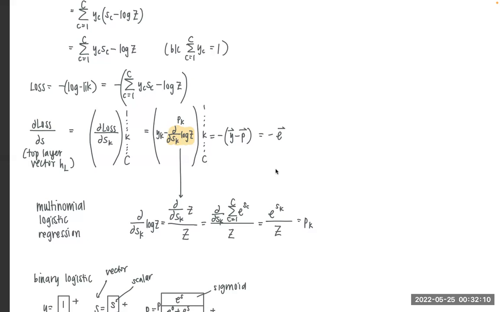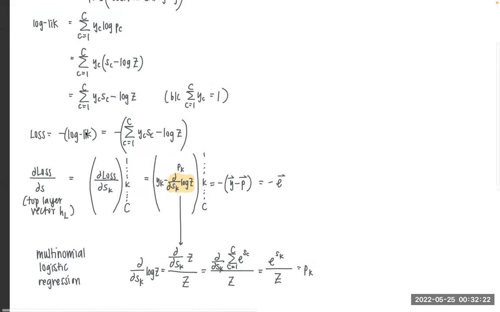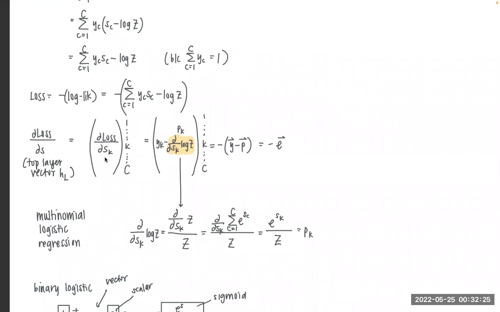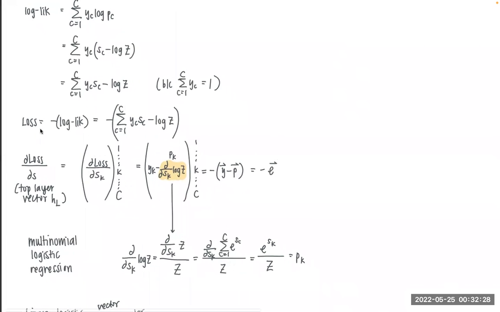But in any case, now you see that we have a neural network. The neural network, after some computations, finally provides this S, the vector S. From the vector S, we get the softmax probability. And then when we compute the derivative of this loss function for this particular training example with respect to the top layer S, we get this negative E. This is consistent with what we got before for binary logistic regression, and also for linear regression, which is also in the form of negative E.